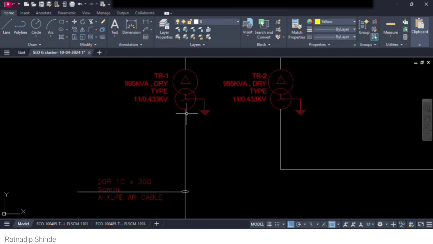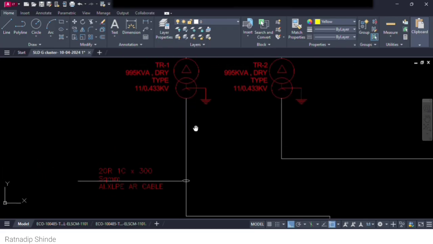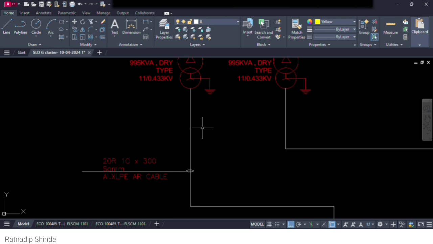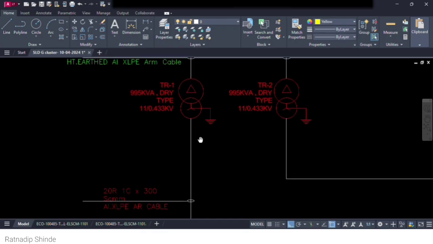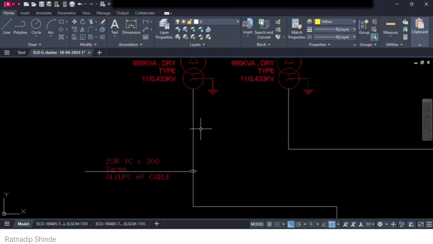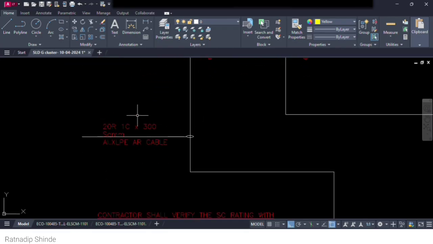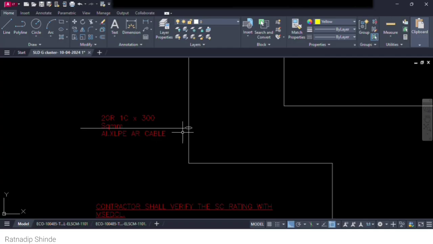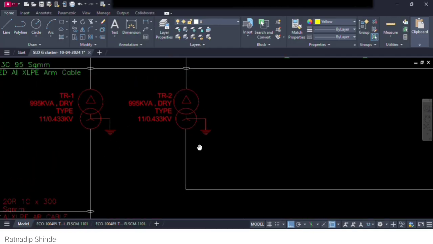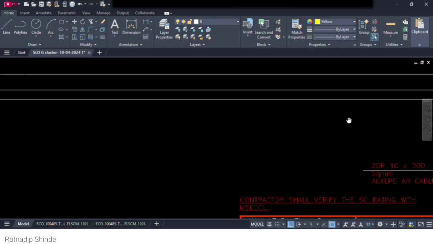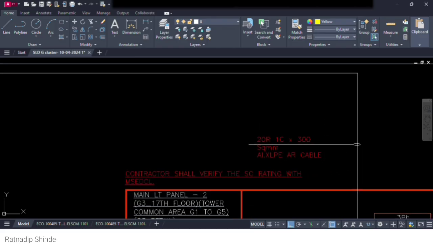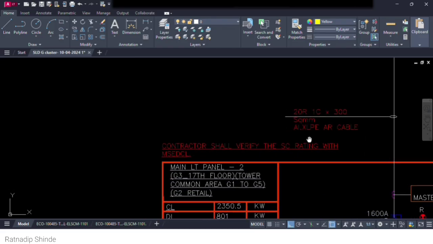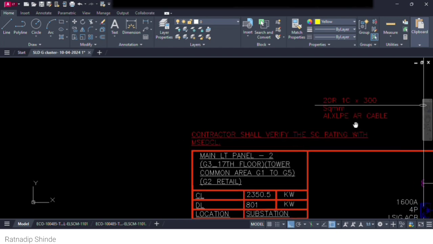Here the number of cable runs are taken out from the low voltage side of that transformer. You can see this is 20 runs, meaning 20 cables of one core 300 square mm aluminum cross-linked polyethylene armored cables. Likewise, the same here, you can see again this cable is going like that. So here is also the same 20 runs of 300 square mm aluminum cross-linked polyethylene armored cable.